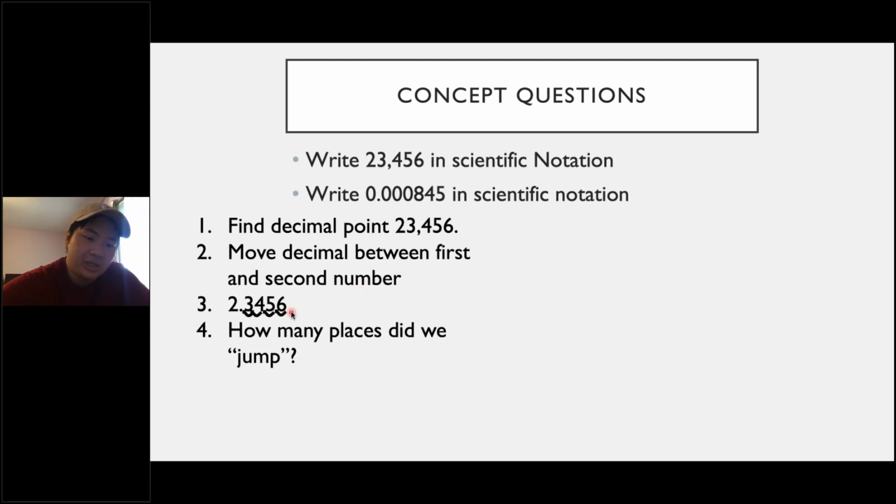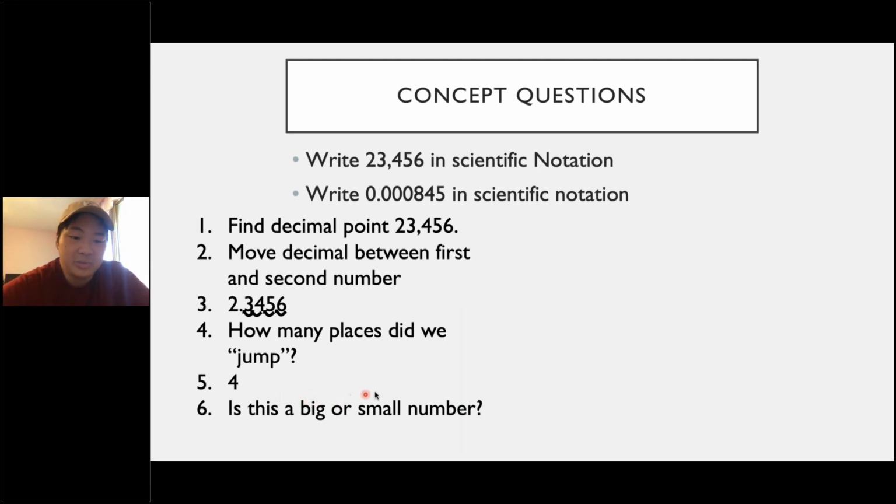We started with the decimal point here after the 6, and we jumped 1, 2, 3, 4 times. So our exponent will be 4. Then we ask ourselves, is this a big or a small number? We look up here, it's 23,456. So this is a big number, so we know that this exponent, this 4, is going to be positive.